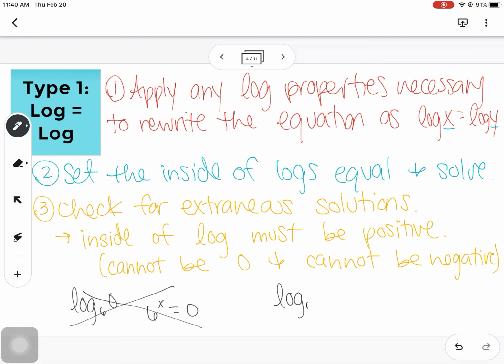Okay. Similarly, if I told you to do log base 6 of negative 6 even, that's me asking you 6 to what power makes it negative? Nothing we do with exponents can change the sign of your number. Okay, and so that is also impossible. So when we're checking these when we're done, and I'll show you how to do that as we go, whatever's inside your log has to be a positive number.